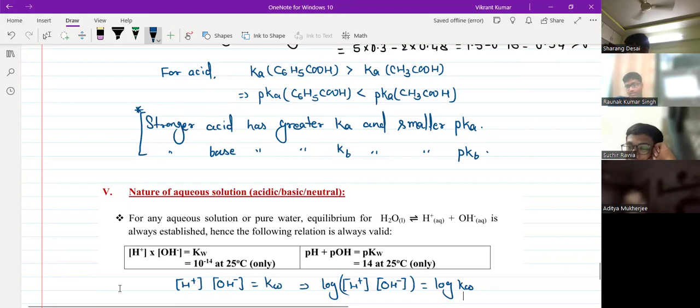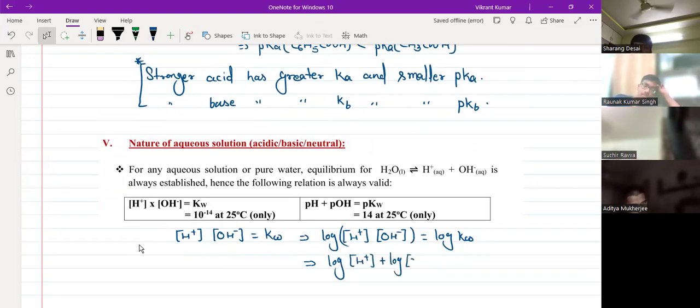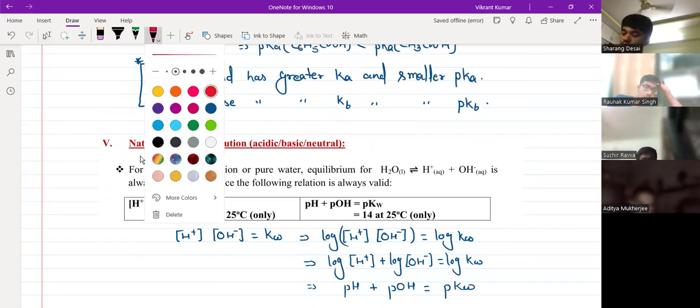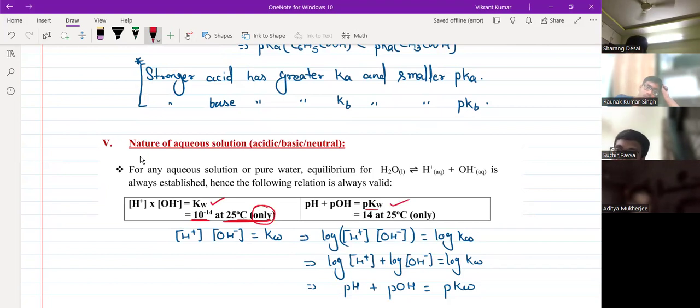And then log A into B is log A plus log B. Log H plus plus log OH minus is log Kw. Multiply by minus 1. So minus log of H plus will become pH, minus log of OH minus will become pOH, and minus log of Kw becomes pKw. Now be very careful again. When I'm writing this relation, it is always valid, but when I'm putting the value, it is valid only at 25 degrees C. Similarly, when I write pKw, it is always valid, but when I write 14, it is valid only at 25 degrees C.